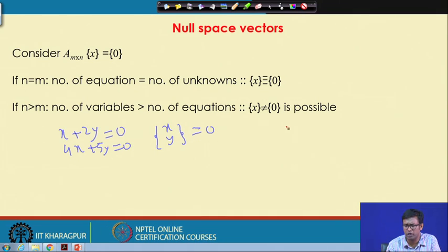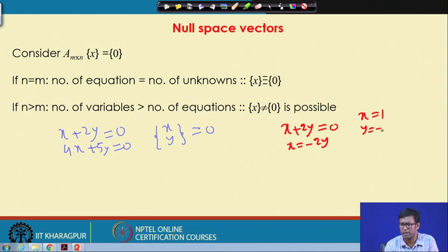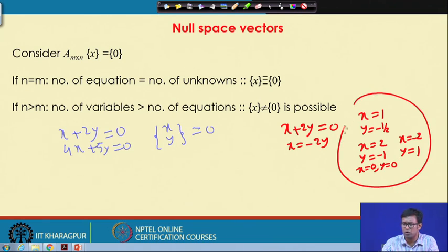But if we take another example where the number of variables is greater than the number of equations, we will write only one equation, x plus 2 y is equal to 0. Then the equation is basically x is equal to minus 2 y. So, all these solutions, x is equal to 1, y is equal to minus 2; x is equal to 2, y is equal to minus 1; x is equal to minus 2, y is equal to 1, are solutions to this equation. So, all these vectors (1, minus 2), (2, minus 1), (minus 2, 1), and of course x is equal to 0, y is equal to 0, also belong to what is called the null space.